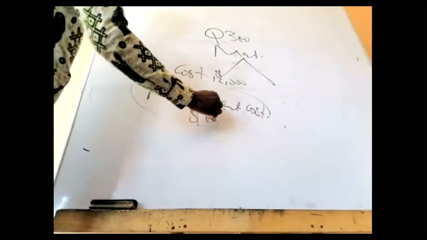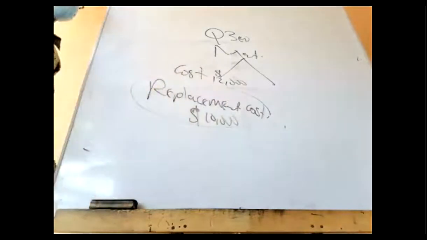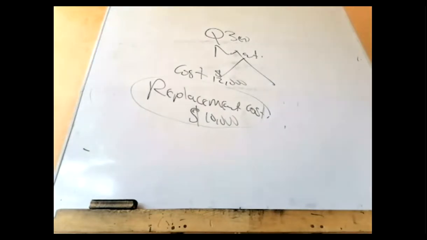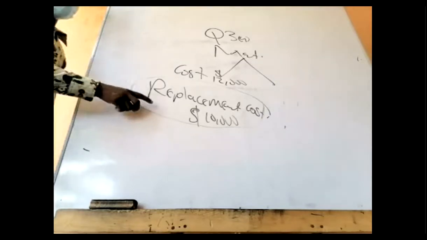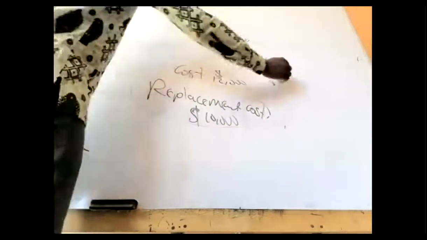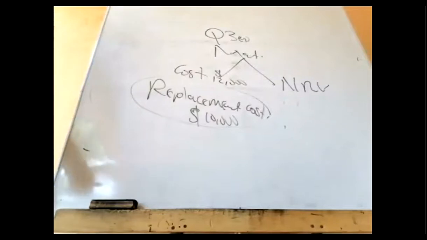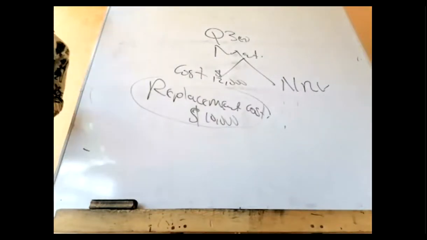So replacement cost is $10,000. But to value inventory, we say the lower of the cost and the NRV. So basically, that is it. In short, they gave us cost and replacement cost. So NRV is not given. They didn't give it to us. So therefore, the value of the inventory becomes 12,000, the cost.